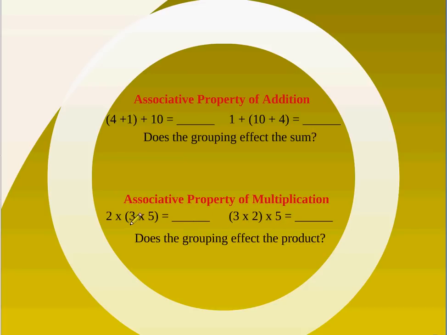So the answer is going to be, let's do it here. 3 times 5 is 15, times 2 is 30. 3 times 2 is 6, times 5 is 30. Does grouping affect the product? Nope.